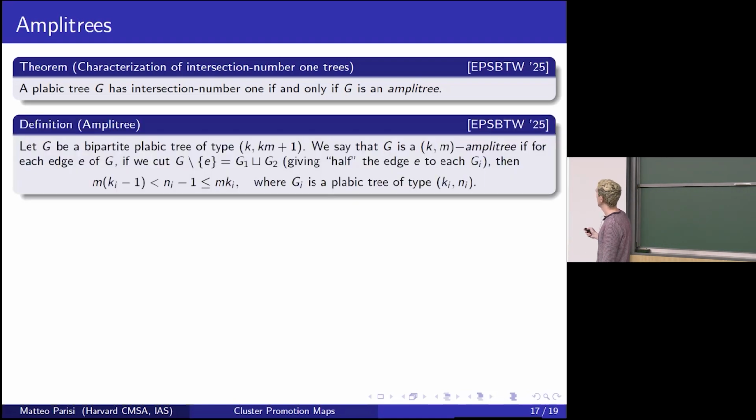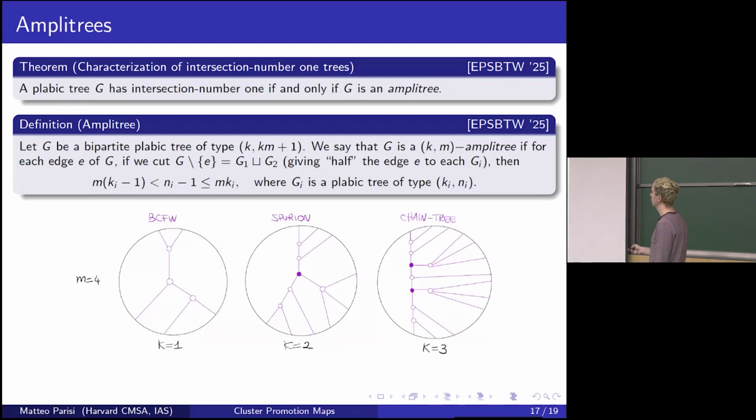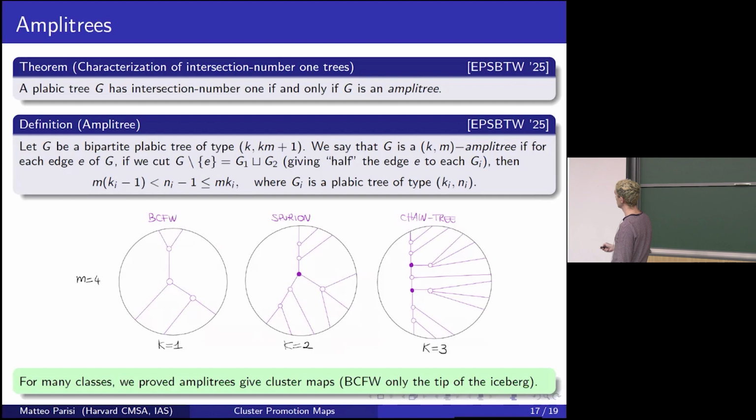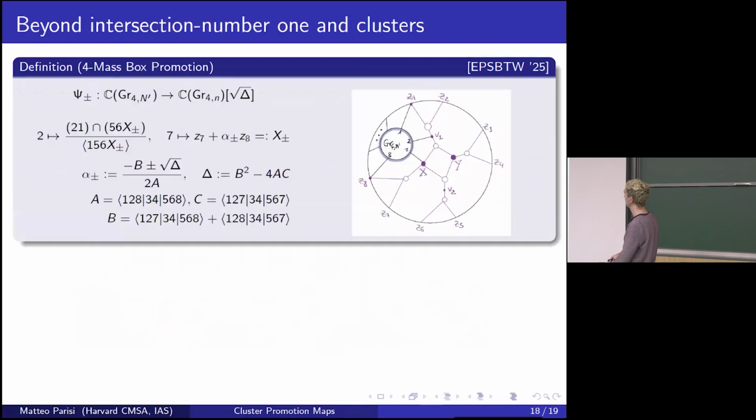What we did is we classified all the trees that are intersection number 1, which we call ampli-trees. And for example, the BCFW one was just the simplest one, but for higher K, there are others. For example, there is something called the spurion or the chain tree. And for each of these, we can generate cluster maps. So we showed that for all the things here, these generate cluster maps in the Grassmannian. So there is an entire zoo of possibilities for which the BCFW was just the first one. And this generates many, many possible maps in the Grassmannian.